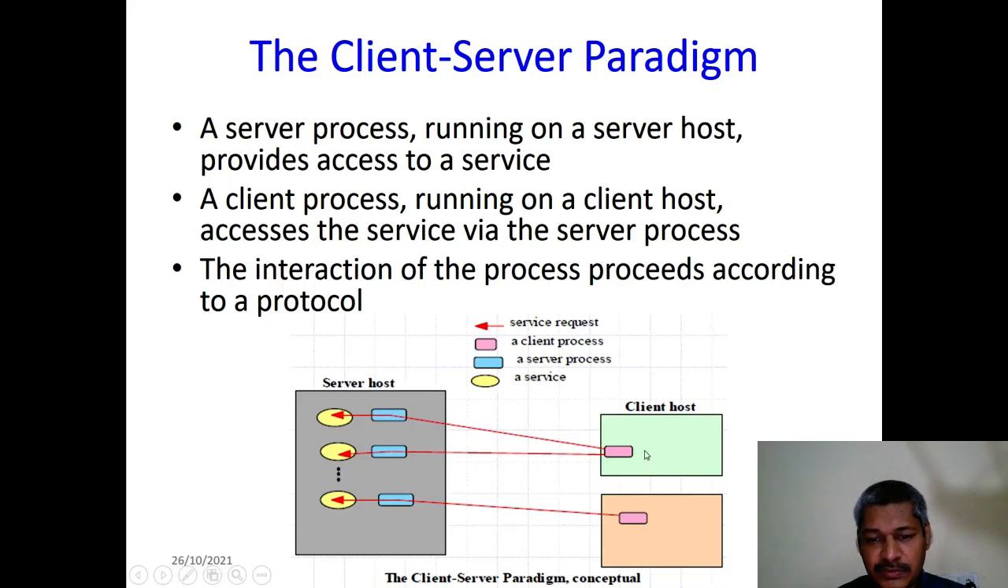A client process running on the client host can access this service via this server process. That means when this client host wants to contact or interact with this particular service, it will always get the access through this server process. This interaction of the processes proceeds according to a particular protocol. We'll be seeing what these protocols are in the coming slides.